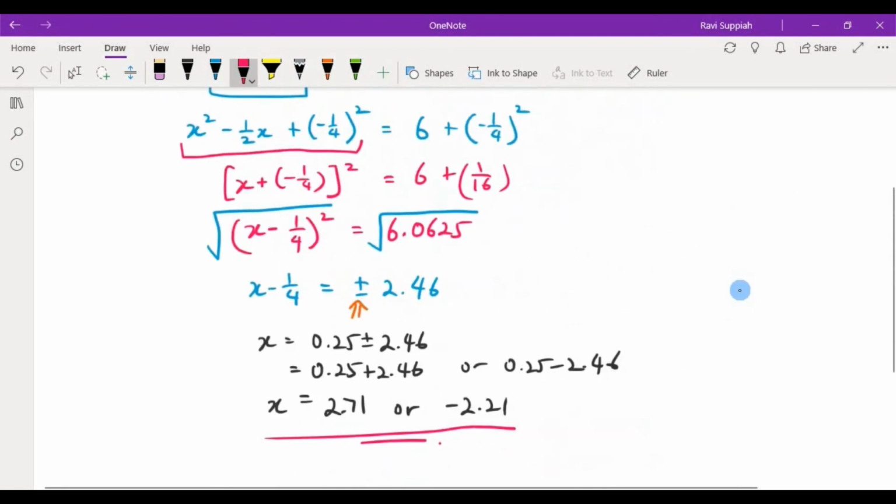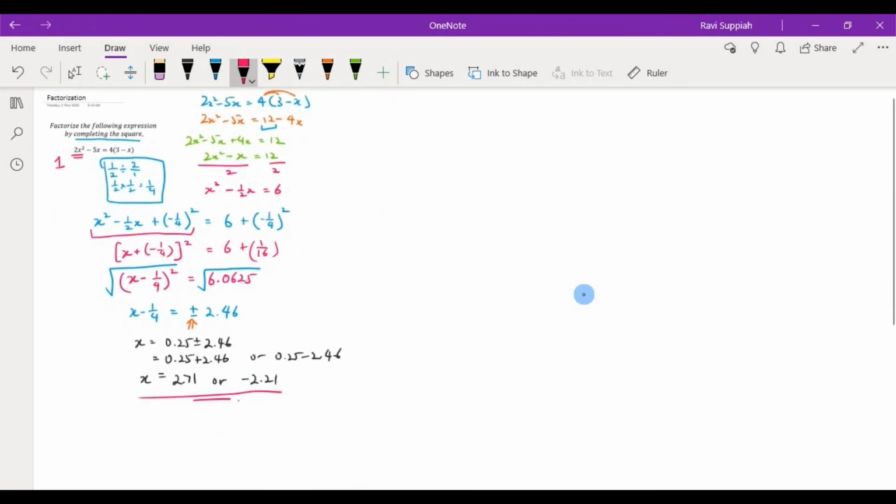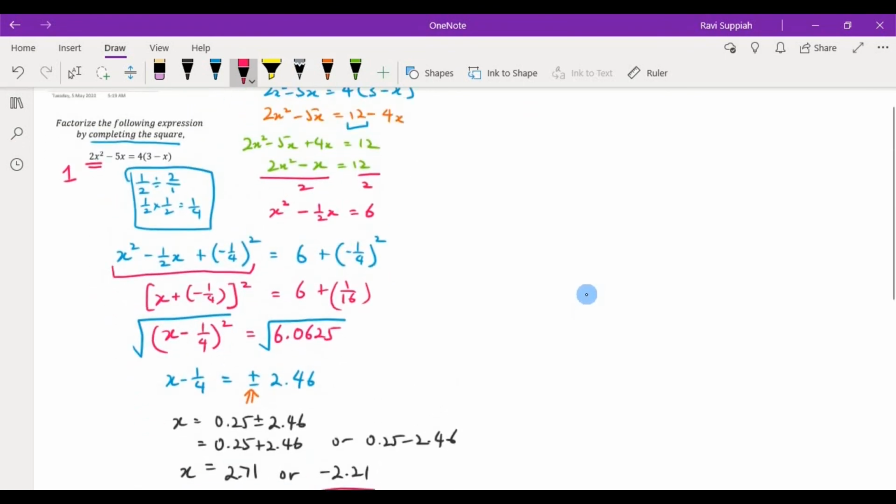I hope with this video, you have a clear idea on how to solve this factorization question using the completing the square method.